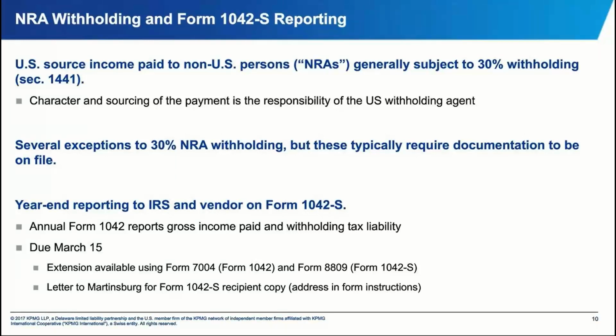Here we can get an extension, but not that automatic 6 months. You can get an automatic 30 days, and there's 2 different processes here. You have to file Form 8809 to cover the IRS copy. For the recipient copy, you actually have to send a letter to the IRS Martinsburg Computing Center, and the address to that is in the instructions to the 1042-S.